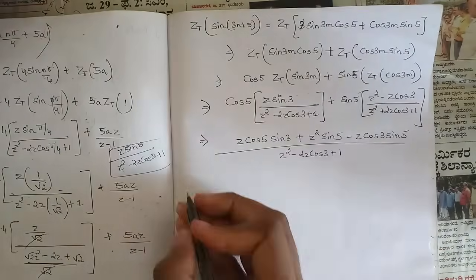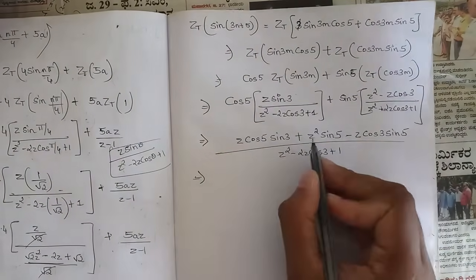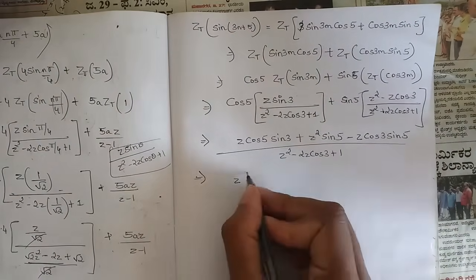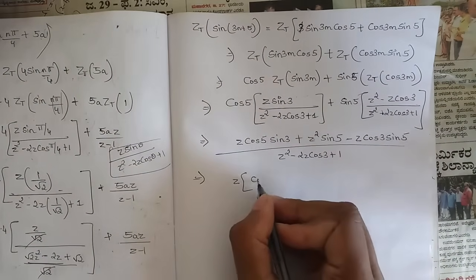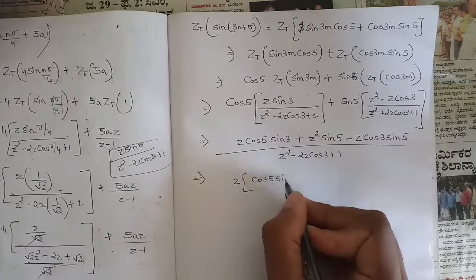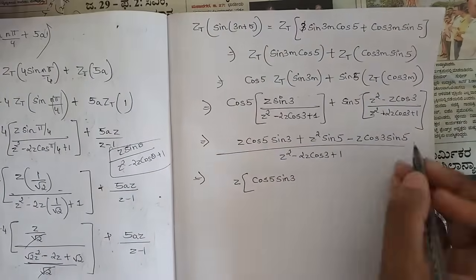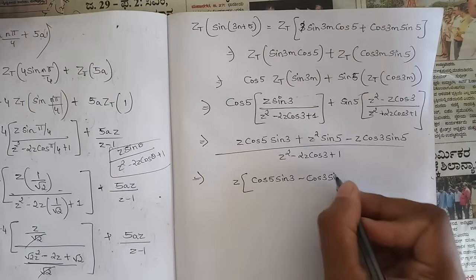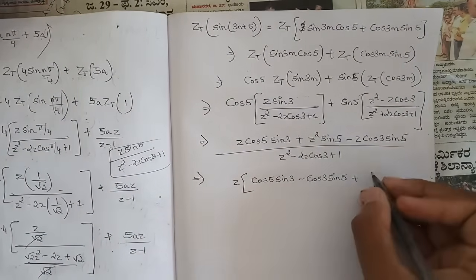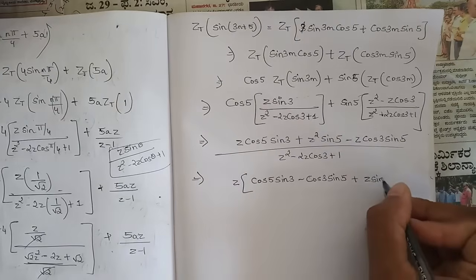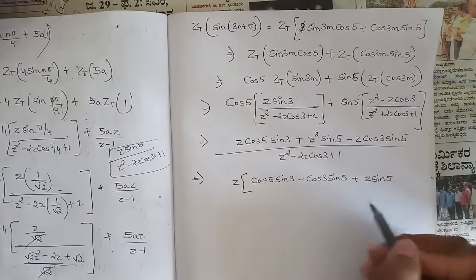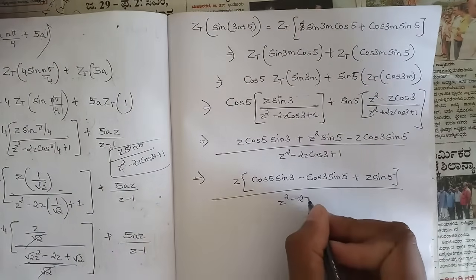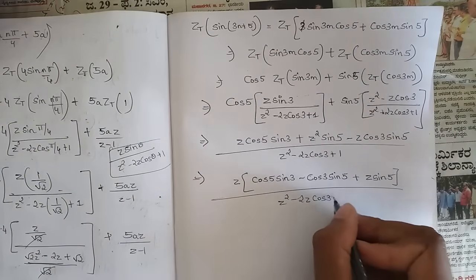So now we need to simplify again. Here we can see that in all the terms z is common, so we can take that z common in the numerator. The remaining terms are cos 5 sin 3 minus cos 3 sin 5, so we'll write this first, plus z sin 5. Since there is z square, one z remains as it is. All divided by z square minus 2z cos 3 plus 1.